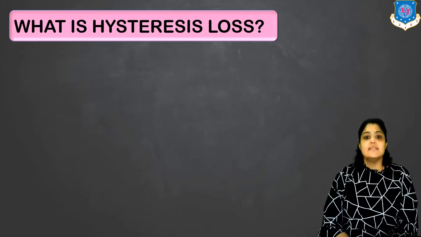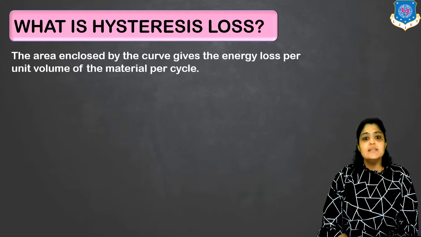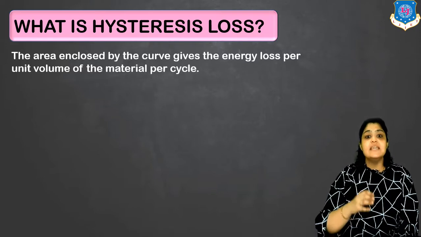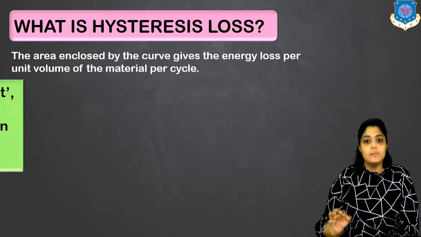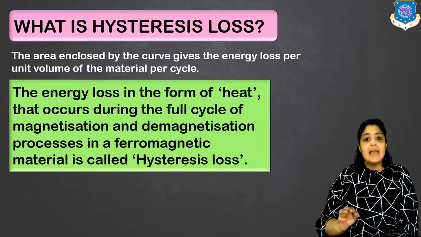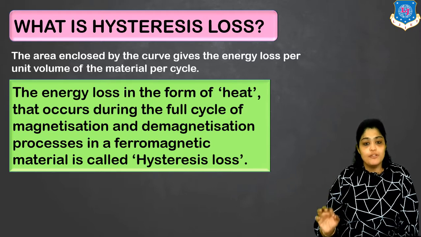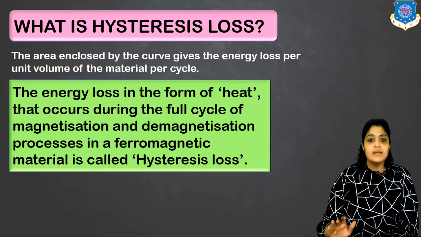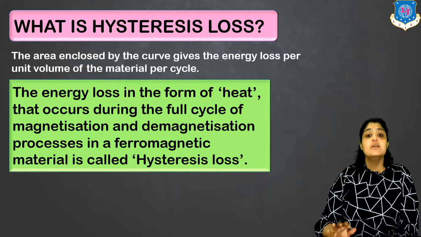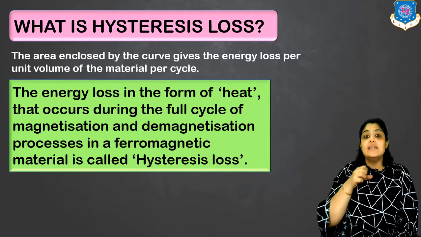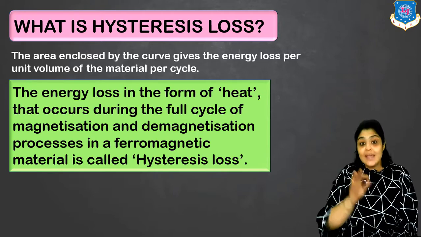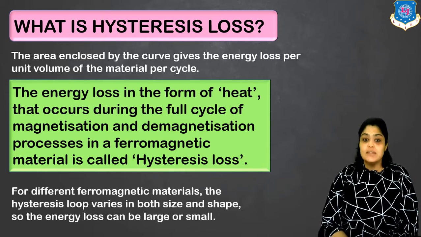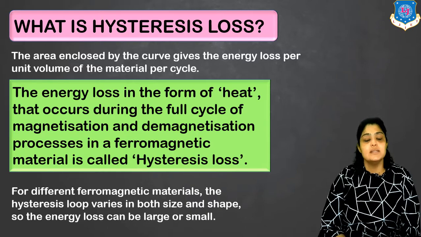Now, what do you mean by hysteresis loss? The area enclosed by the curve gives the energy loss per unit volume of the material per cycle, and this energy loss is in the form of heat. It occurs during one full cycle of magnetization and demagnetization in a ferromagnetic material. Because we have to apply the coercive field in the opposite direction, extra energy is required and there is a loss of energy in the form of heat. This loss of energy is known as hysteresis loss.